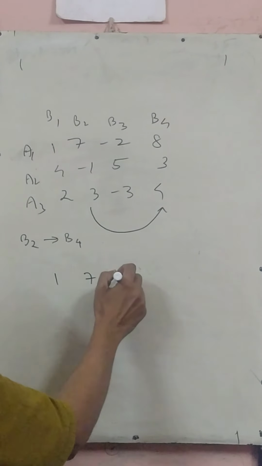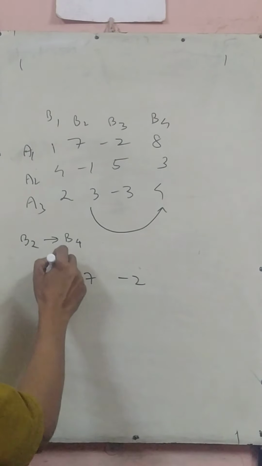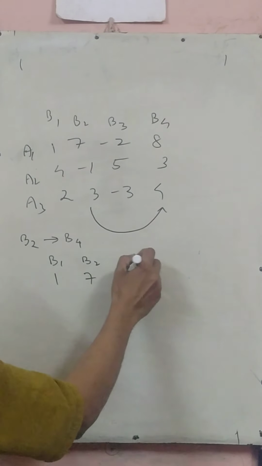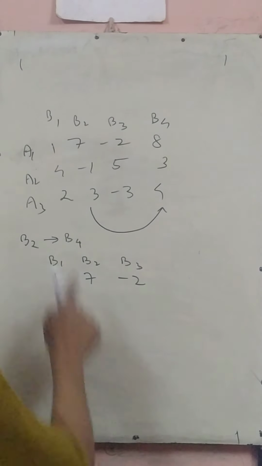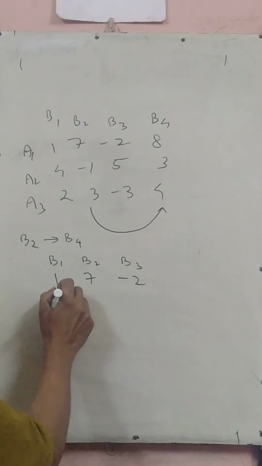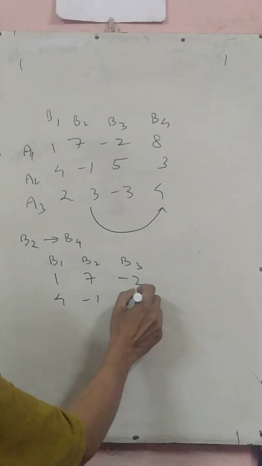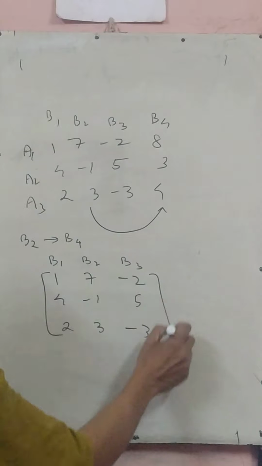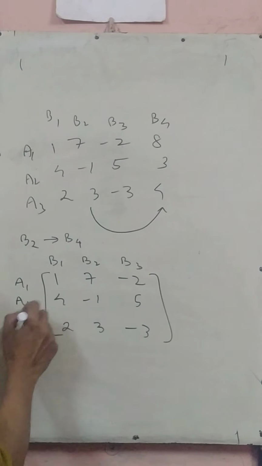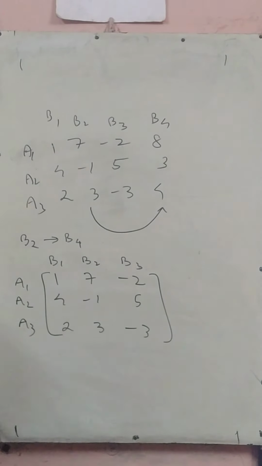So 1, 7, -2. This is B1, B2 and B3. Because B4 is deleted. B2 has dominated B4. Then 4, -1, 5, 2, 3, -3. This is A1, this is A2, this is A3. This is the idea of dominance, to reduce the matrix by any method such a way that we will be able to get the smaller one.